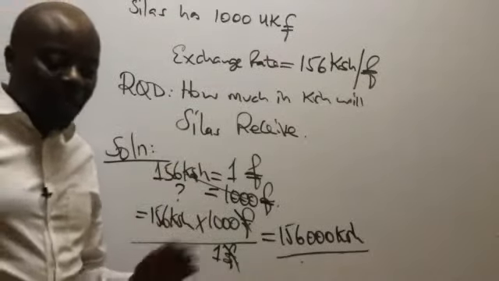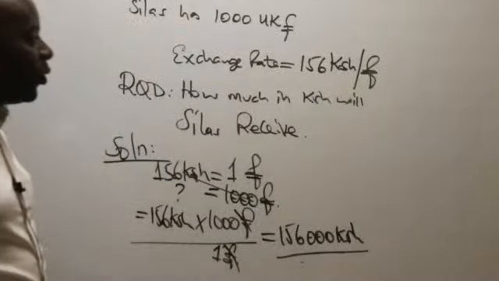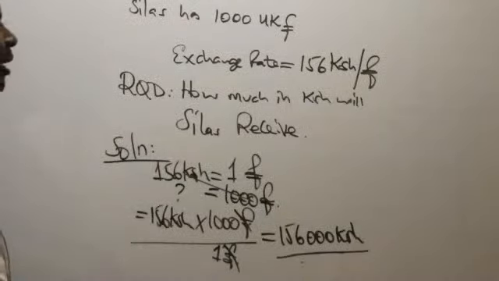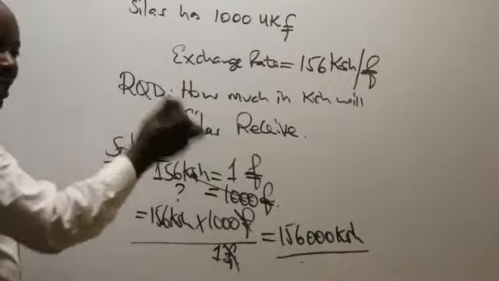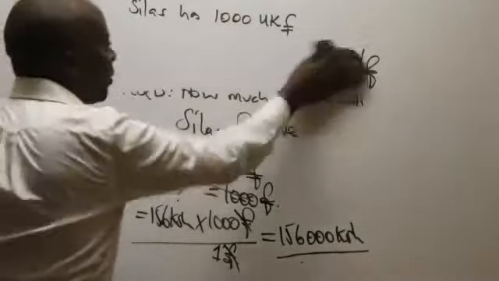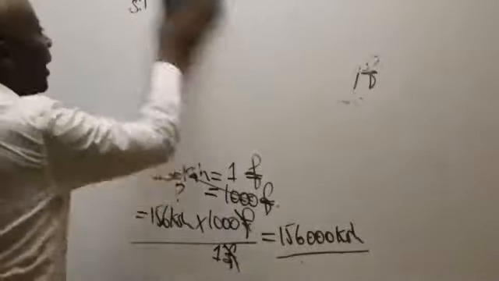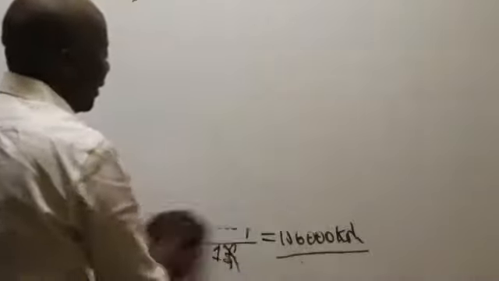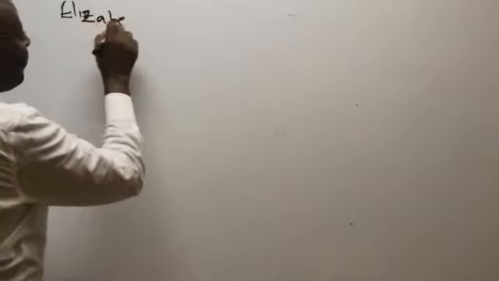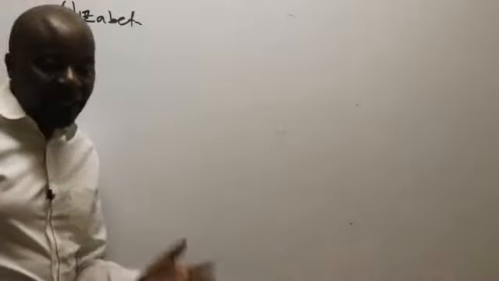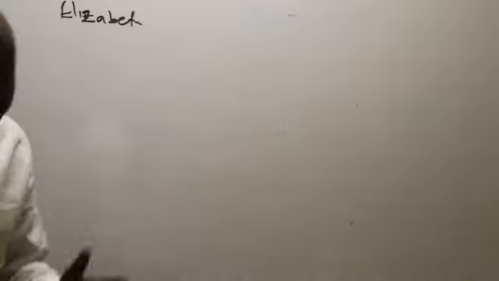And if you allow me, I'll rub this, and then I give you something that is even much easier. So kindly allow me to rub this. So another exercise. This now is exercise 2. Exercise 2, we have Elizabeth. She's one of us here. She's a Kenyan, right?